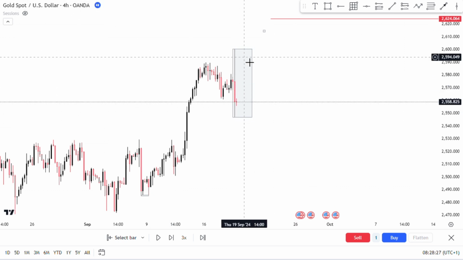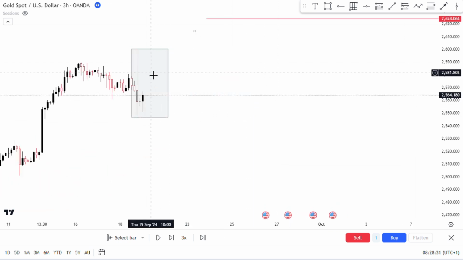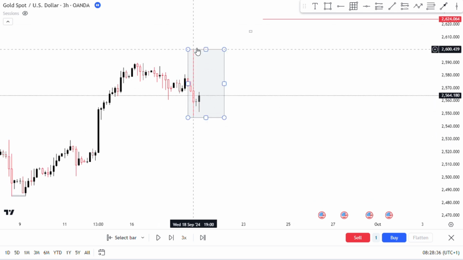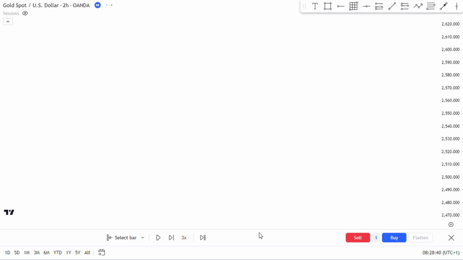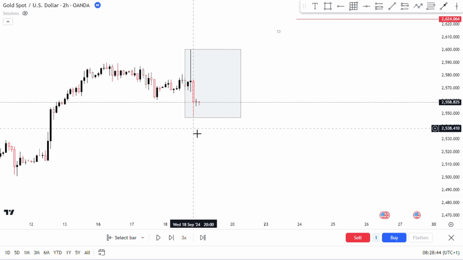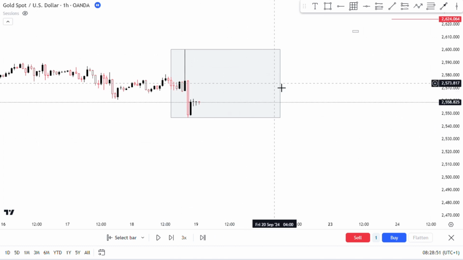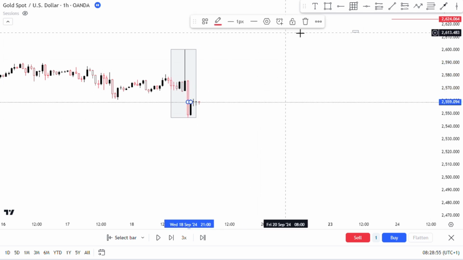So from the 4-hour time frame, I'll move down to the 3-hour time frame. Okay, on the 3-hour time frame, I'm not seeing any opposite candle. I'm only seeing one candle. Can you see this one candle right here? So I'll move down to the next time frame, which is the 2 hour time frame. Then I'll move down to the next again, the 1 hour time frame. I'm not seeing any opposite candle in between. You can see from this particular high to this particular low, there's not any opposite candle right here.